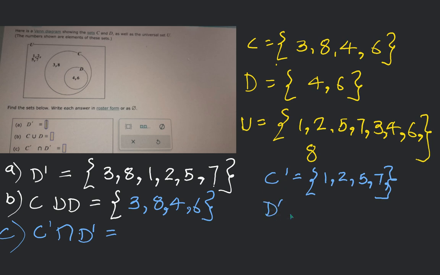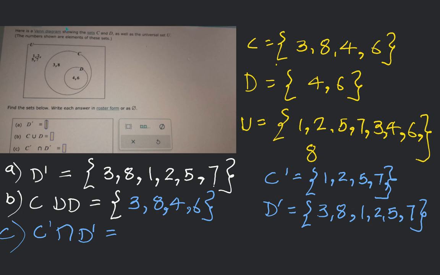Okay, what are the elements which are not there in D? 1, 2, 5, 7, 3, 8. Okay, just a second, let me cross check. Elements which are not there in C are 1, 2, 5, 7, correct. Elements which are not in D: 1, 2, 5, 7, 3, 8. Yeah, perfect. So we have got both the values.